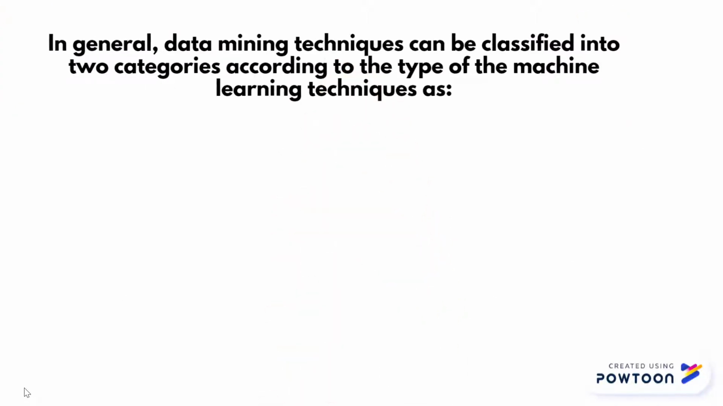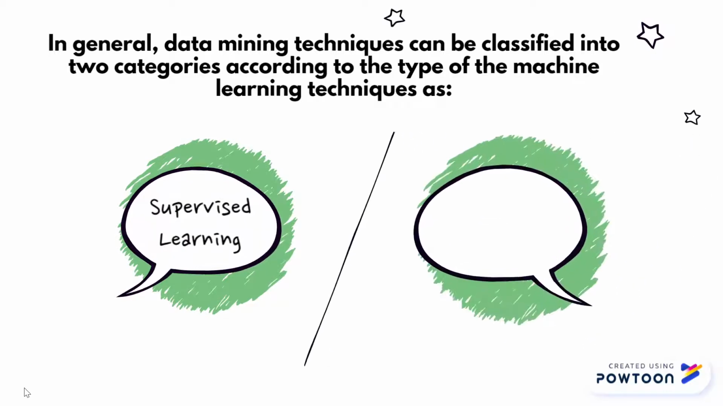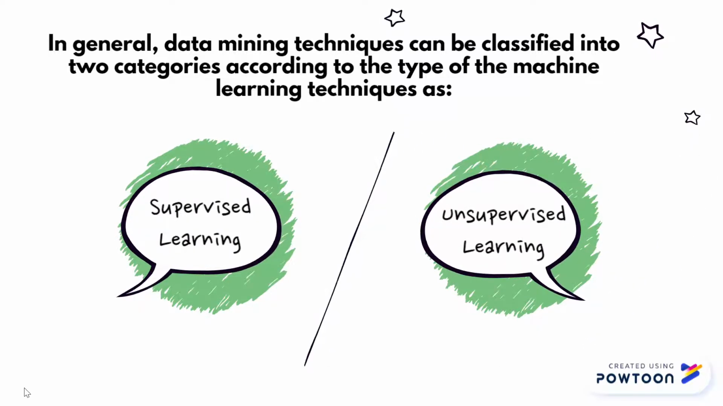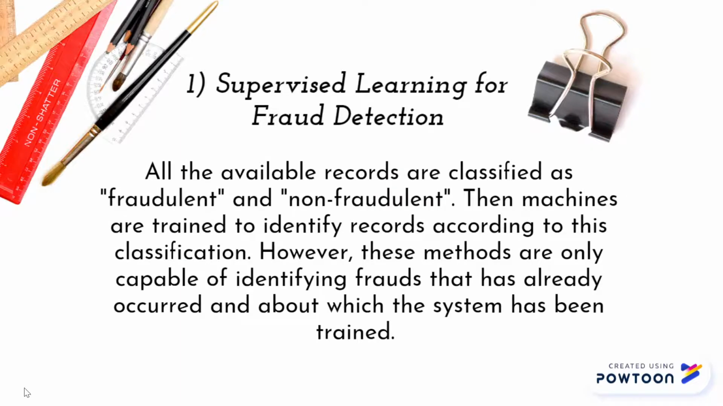In general, data mining techniques can be classified into two categories according to the type of machine learning techniques as supervised learning and unsupervised learning. Supervised learning for fraud detection: all the available records are classified as fraudulent and non-fraudulent. Then machines are trained to identify records according to this classification.